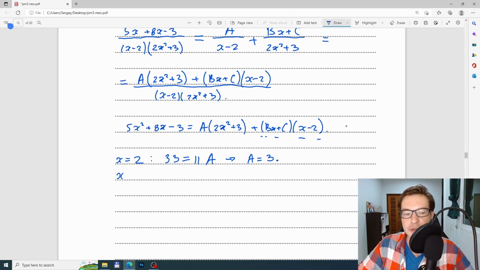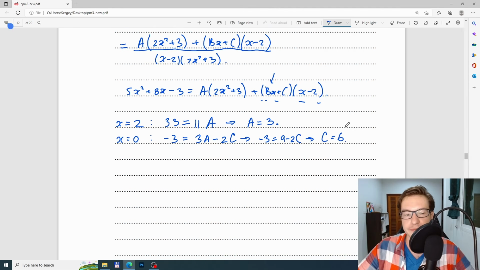Okay, now I'm going to substitute x equals 0 because I want to cancel out B. So when I do this, I will get minus 3 on the left side, and then on the right side, I will get 3A minus 2C. And I already know that A equals 3, so that gives us the equation minus 3 equals 9 minus 2C, and we can solve it for C. Then we'll get C equals 6.